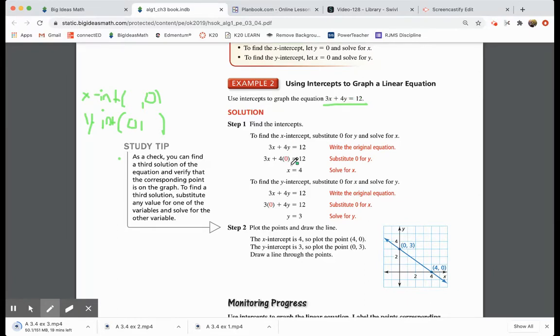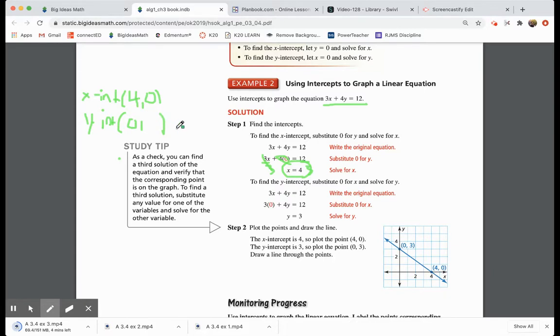So that's what they do here. If I plug 0 in for y, that becomes 4 times 0, which is just 0. So I'm left with 3x equals 12. To solve for x, we would divide both sides by 3. Those cancel and you're left with x equals 4. So your x-intercept is the point 4, 0.